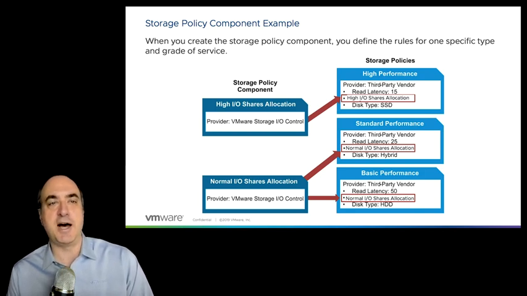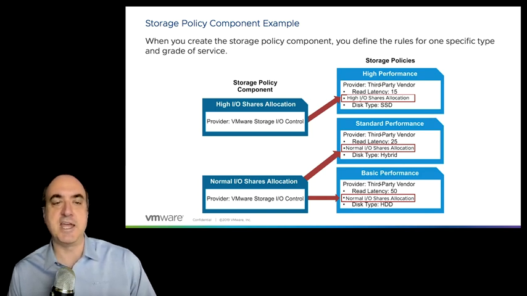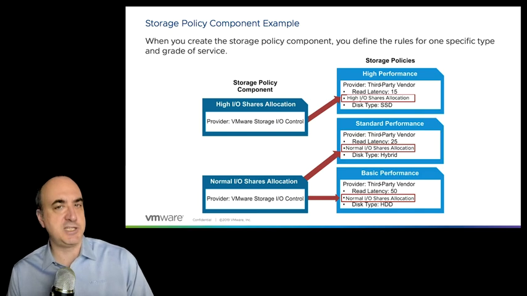So maybe the high performance VM needs a latency of no more than 15 milliseconds. It must be on SSD storage. Standard performance has a latency limit of 25 milliseconds, and the disk type should be hybrid, right? We don't really care whether it's magnetic or flash, and basically the policy is lenient in that case. With a basic performance policy, we're saying the VMs can't have more than 50 milliseconds latency, and they're going to be on magnetic storage. So you have your different tiers of placement.